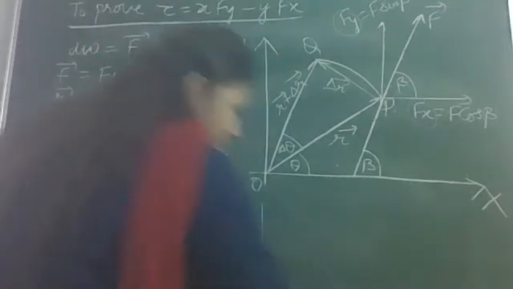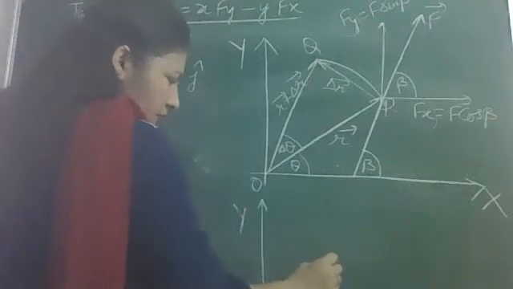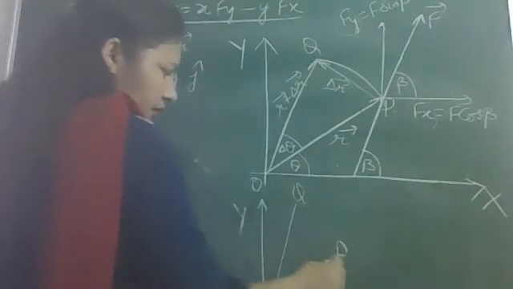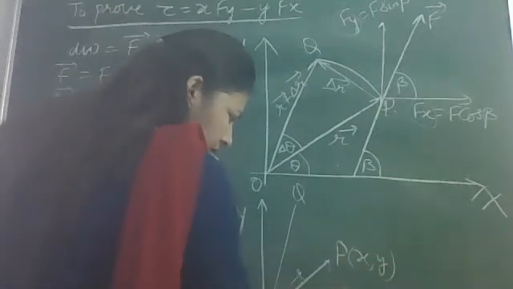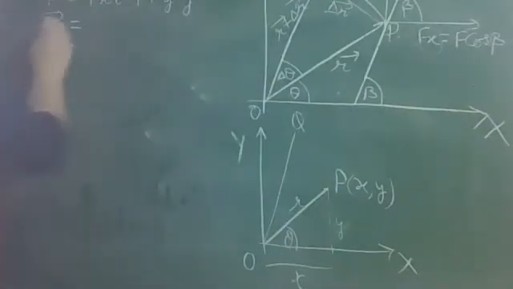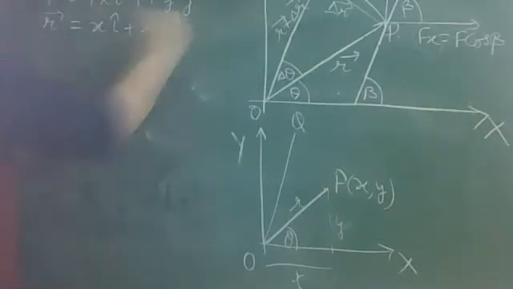Let us draw in a separate diagram also to apply trigonometry. So this is P and this is Q. Coordinates of P are X and Y. This length is R and this is Y, this is X. And this angle is theta here. So R is having two coordinates x and y. How can I write R vector in vector form? X i cap plus y j cap.